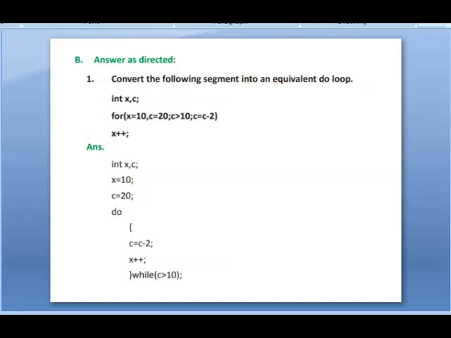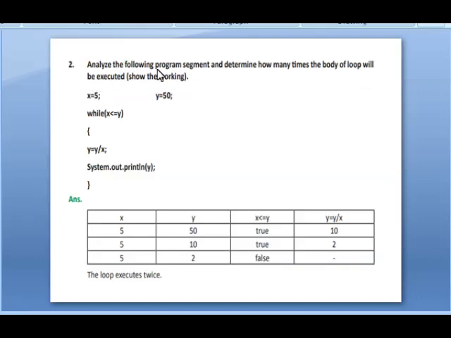Okay. The next question is: analyze the following program segment and determine how many times the body of the loop will be executed. Show the working. So this is the segment and this is the answer, how it is working. The loop executes twice. Okay, the third time it will be a false statement, so it will execute 2 times.